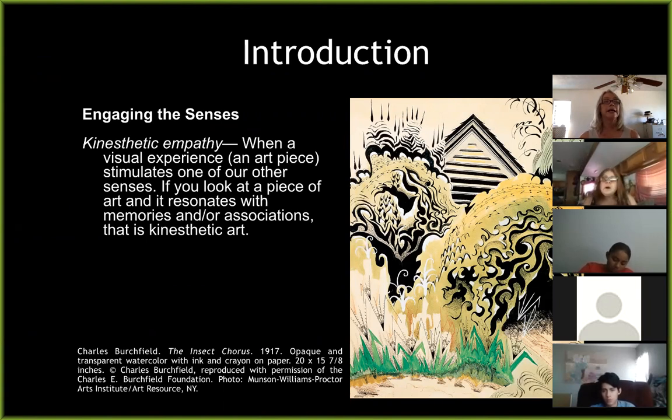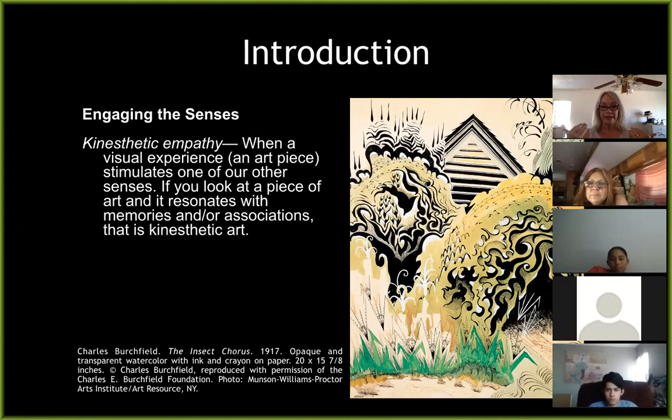When artists employ rhythm, they're oftentimes trying to elicit a body response from the viewers, and that is called kinesthetic empathy. So when you look at a piece of art and it stimulates another sense, then that is called kinesthetic art or kinesthetic empathy.